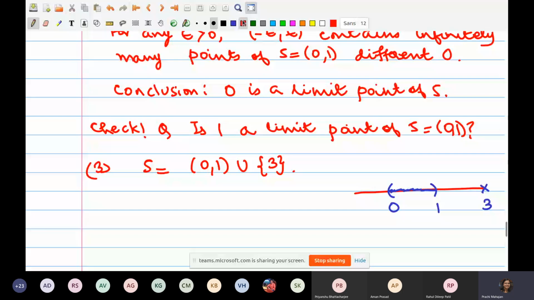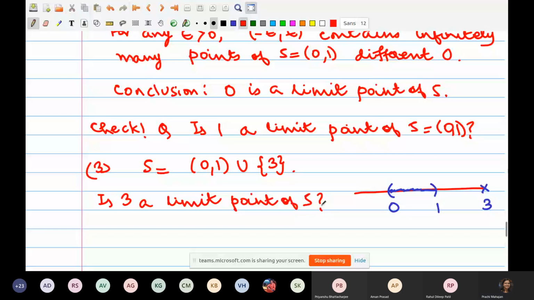0 is also a limit point of the set S. In example 3, 1 is also a limit point of the set S. Let's see, what about 3? Is 3 a limit point of S? The claim is that 3 is not a limit point.